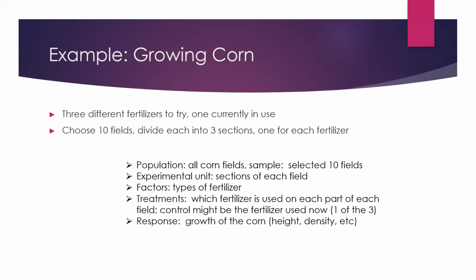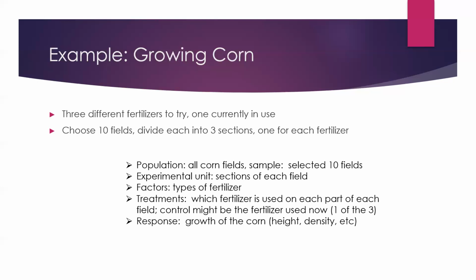So the population would be maybe all cornfields, not necessarily just your cornfields. Maybe they're just all your cornfields if you have more than 10. Maybe it's all cornfields in your state, in the United States, or in the world. It just depends on what you're trying to generalize to. That's where your population is set. The sample, of course, is just your 10 fields.